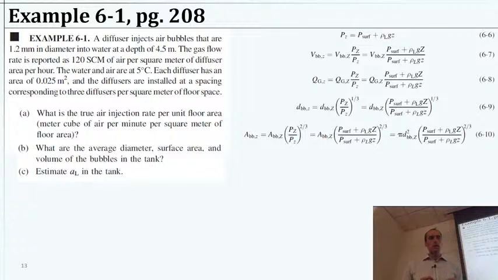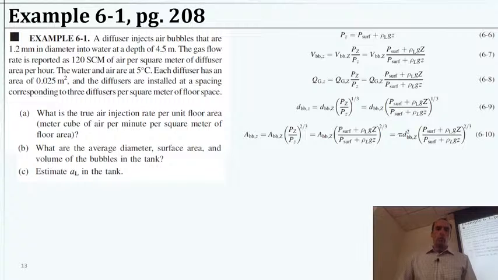Okay, so A, what is the true air injection rate per unit floor area? So that's a meter cube of air per minute per square meter of floor area. It's a mouthful. So that's the first question. Go ahead and read the other two and then we'll come back to that. So B, what are the average diameter, surface area, and volume of the bubbles in the tank? And C, estimate the surface area concentration in the tank.